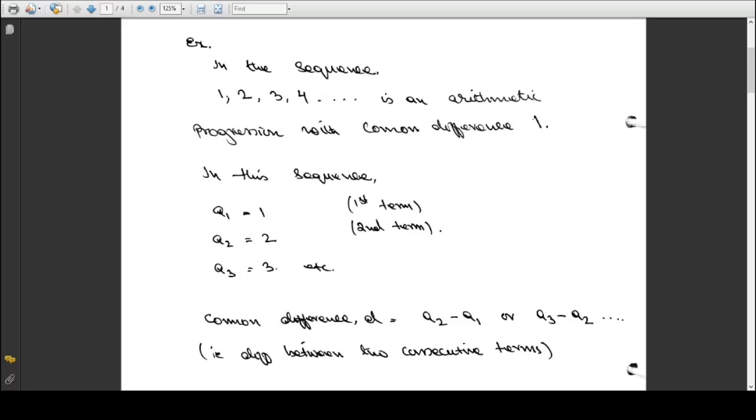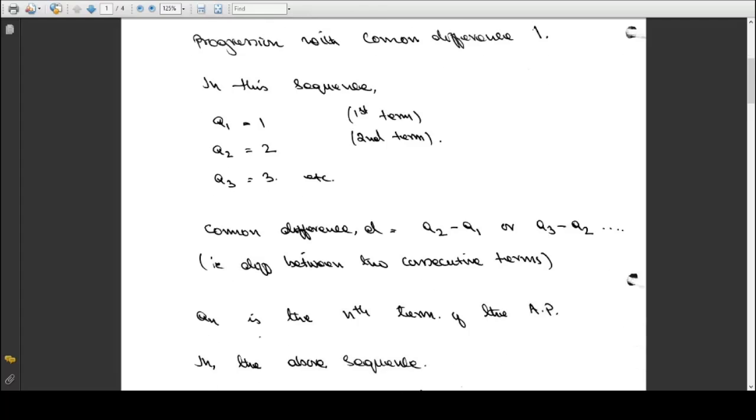Second minus first term: 2 minus 1 is 1. Third minus second term: 3 minus 2 is 1. 4 minus 3 is 1. 5 minus 4 is 1. For every two consecutive terms, if you subtract them, you will get the same value, which is called the common difference. It is a constant known as the common difference in an arithmetic progression.